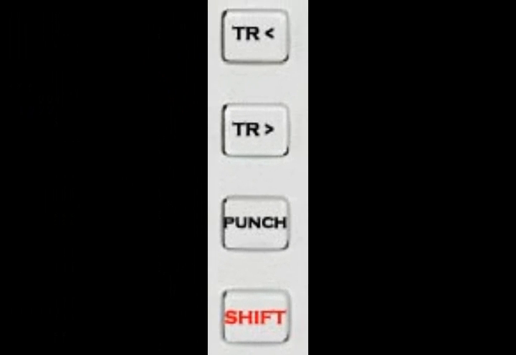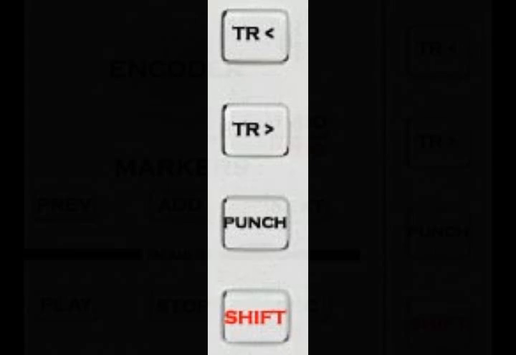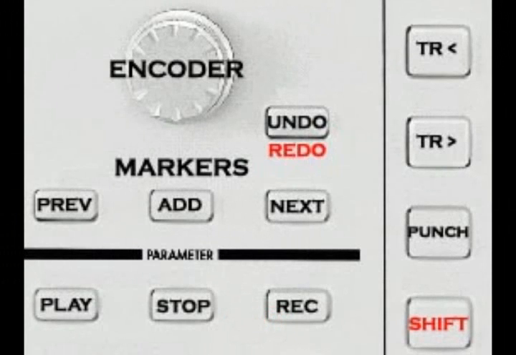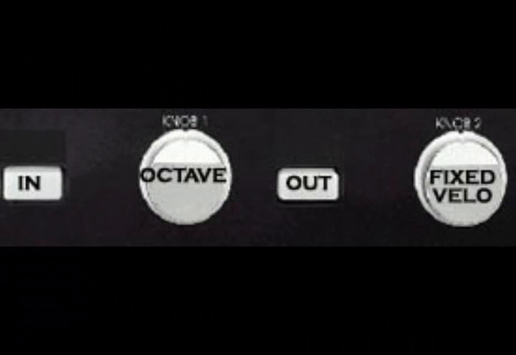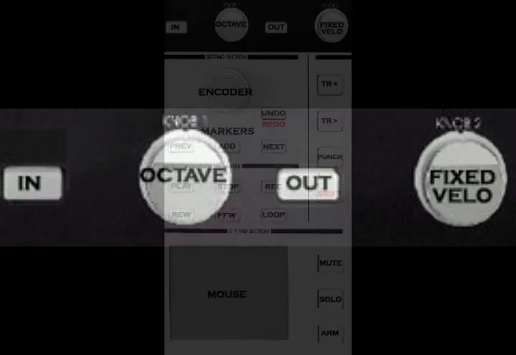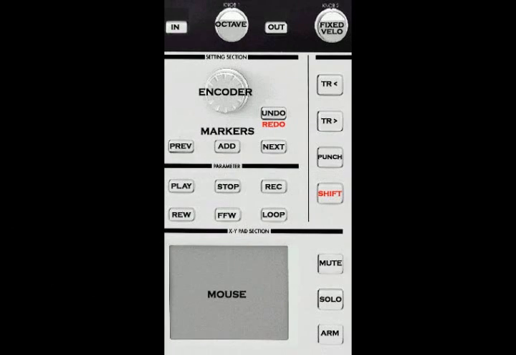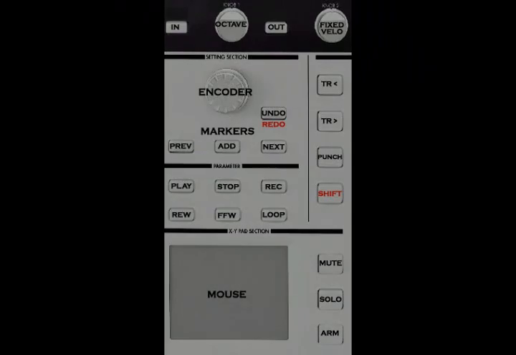On the vertical buttons, you got track previous, track next, or track up, track down. Then the punch button, and then the shift button. And with shift, you can get multiple functions out of the buttons. For example, undo. If you press shift plus undo, you get redo. Under shift, you got mute, solo, and arm for whichever track you're controlling. And at the top, you got in and out, which jump to in and out points, or sometimes set in and out points.